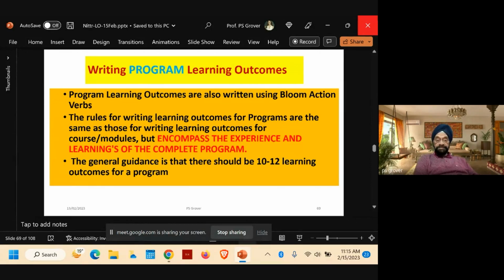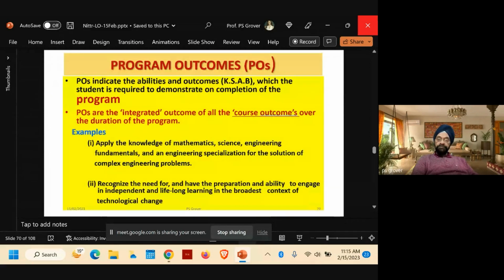General guidance is there should be 10 to 12 learning outcomes for a program. There are 4, 5 to 6 for the course outcome, maybe around 10 or 12 for the program outcome. POs indicate the abilities and outcomes, the knowledge, skill, attitude, and behavior which a student is required to demonstrate on completion of the program. POs are the integrated outcome of all the course outcomes over the duration of the program.